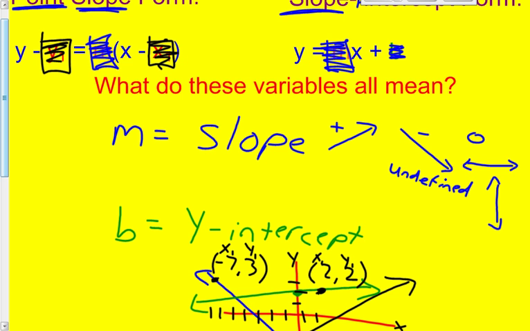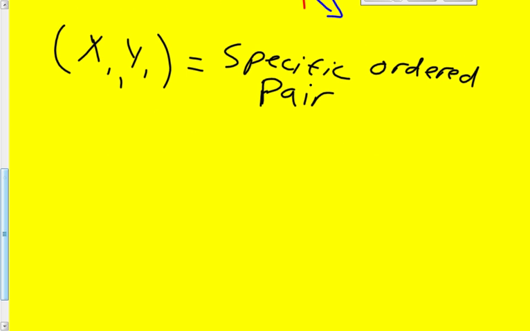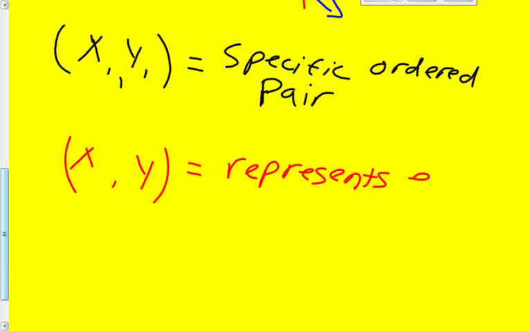So our last two letters are y and x. Y and x, which are the same in both equations. X and y is also an ordered pair. However, in this case, it's not a specific pair. It represents every ordered pair.